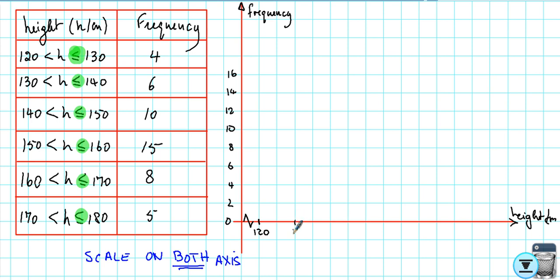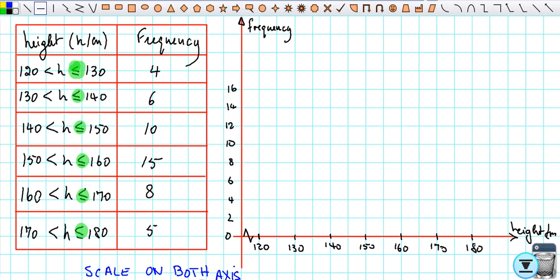So I have 130, 140, 150, 160, 170, and 180. And then I need to draw the bars. Alright, the bars, as the bar graphs is very similar to the bar graph, so there's no difference there.